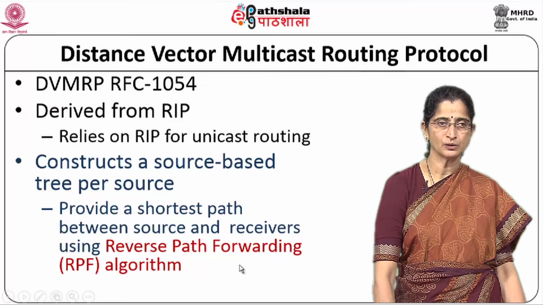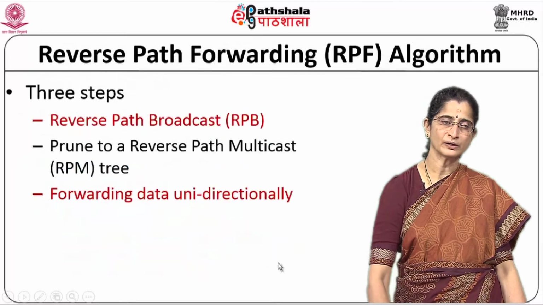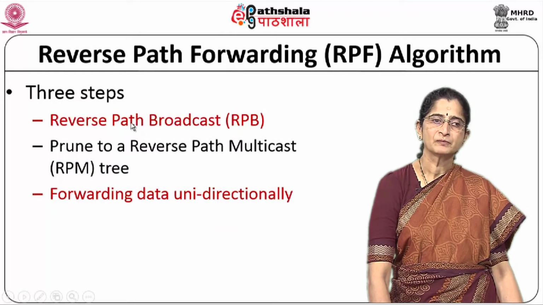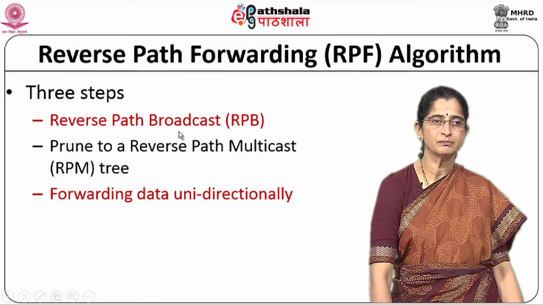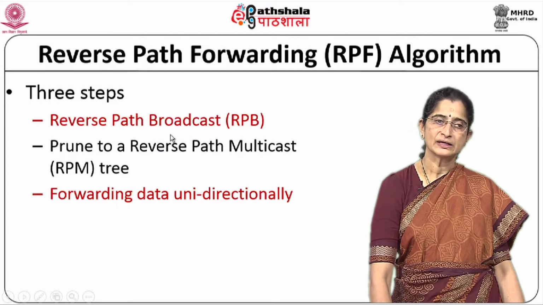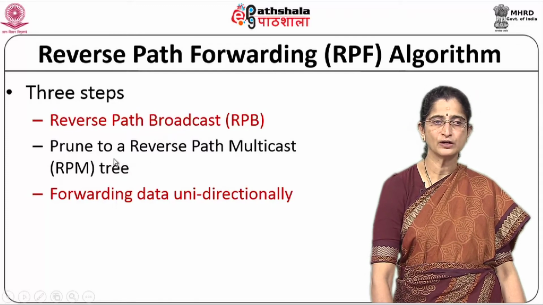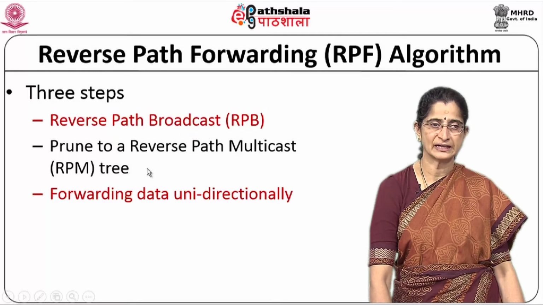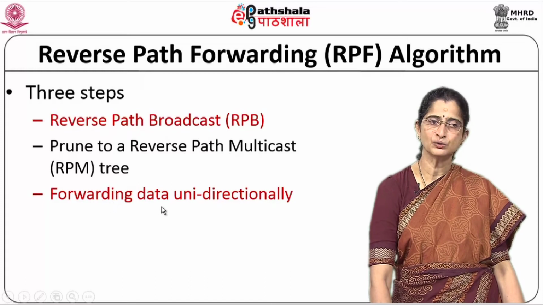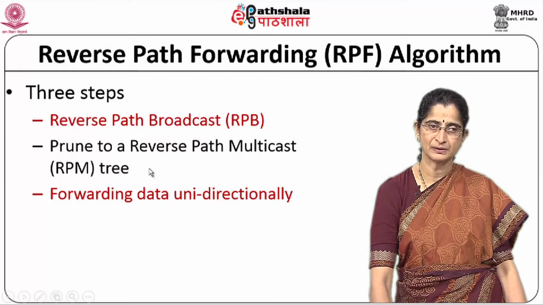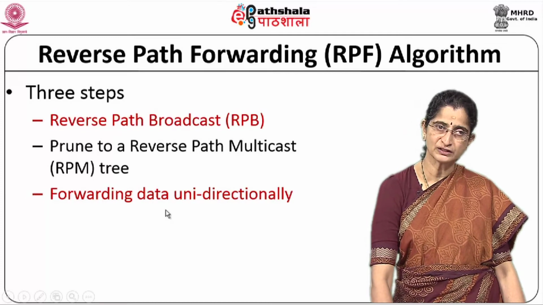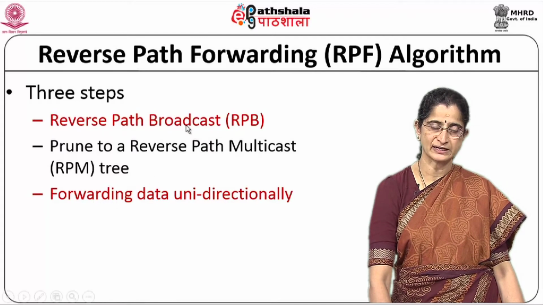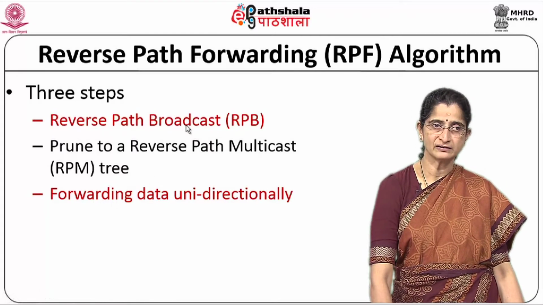It is very interesting to see how the RPF algorithm works. There are basically three steps used in this reverse path forwarding algorithm. The first step is referred to as reverse path broadcast, RPB. Then we have a pruning step, where you prune to a reverse path multicast. You prune a broadcast tree to become a multicast tree, and then forwarding is done unidirectionally on this multicast tree. So you can see what is happening here. We start off with a broadcast mechanism from a source. You basically broadcast all over the place, that is your reverse path broadcast, to reach all the nodes that are there in the group.